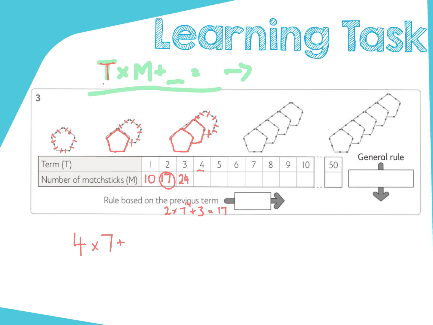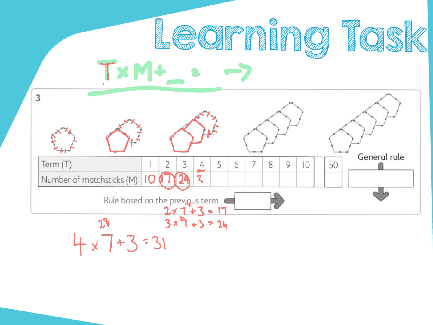Now I'm going to apply the same rule to the one below it. 3 times 7 plus 3. And let's see if I figure out 24 now. 3 sevens are 21 plus 3 is 24. So straight away, I can now say that my formula is working. So let's go back to number 4 now. 4 times 7 plus 3. Well, 4 sevens are 28. Plus 3, 28, 29, 30, 31.